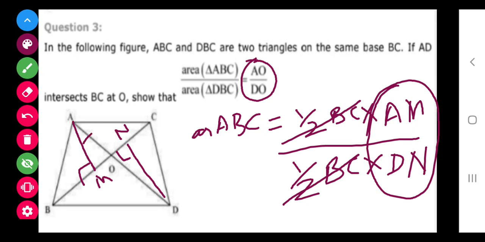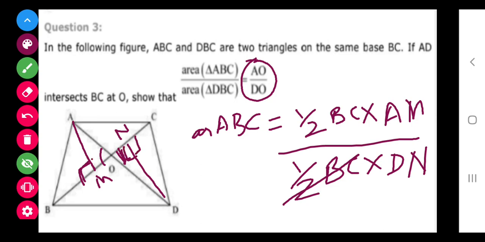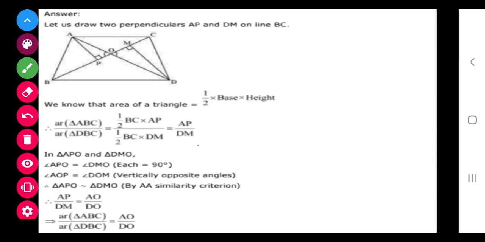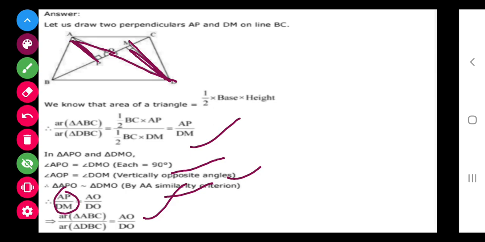So class, what we will do is make these two triangles similar, and these are similar because this angle is the opposite angle, and this angle and this angle are 90 degrees. So class, this concept has been used. You can see here 90 degrees and the opposite angle, by AA similarity AM upon DN is equal to AO upon DO. That's it.